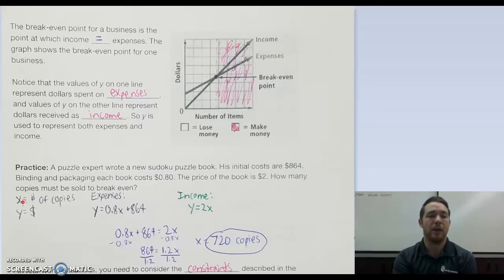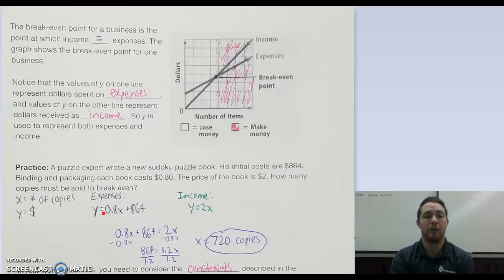So let's define our variables first. X we're going to choose to represent the number of copies we need to sell. And Y, just like in that last example, we could refer to dollars for both income and expenses. So it's best to start with 2 different equations for your income and your expenses. For expenses, your dollars, so Y is going to be equal to 80 cents for each book, plus $864 to start the business. So $864 in startup costs, and it also costs you the binding and packaging fee for every book, so that's your variable cost. Income, though, is a little bit simpler. You're selling those books for $2, so $2 for every book is just what we use for the income.